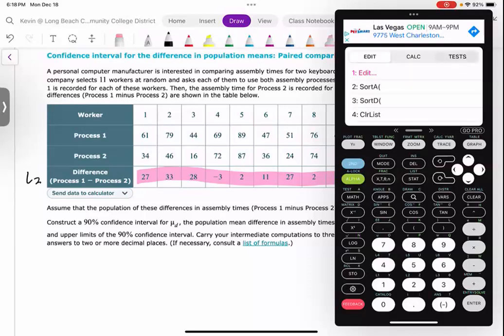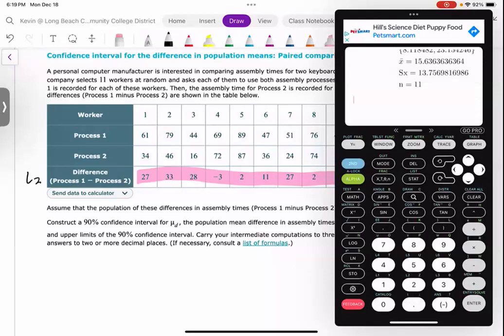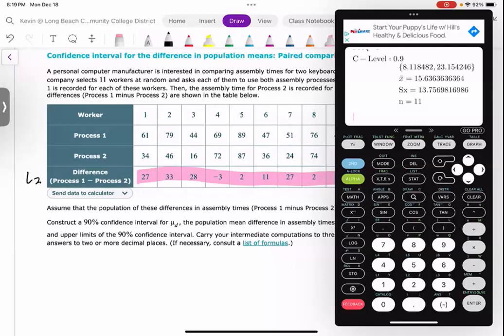So stat test t interval. I have to change that to list 2. There we go. Now it matches my notes.